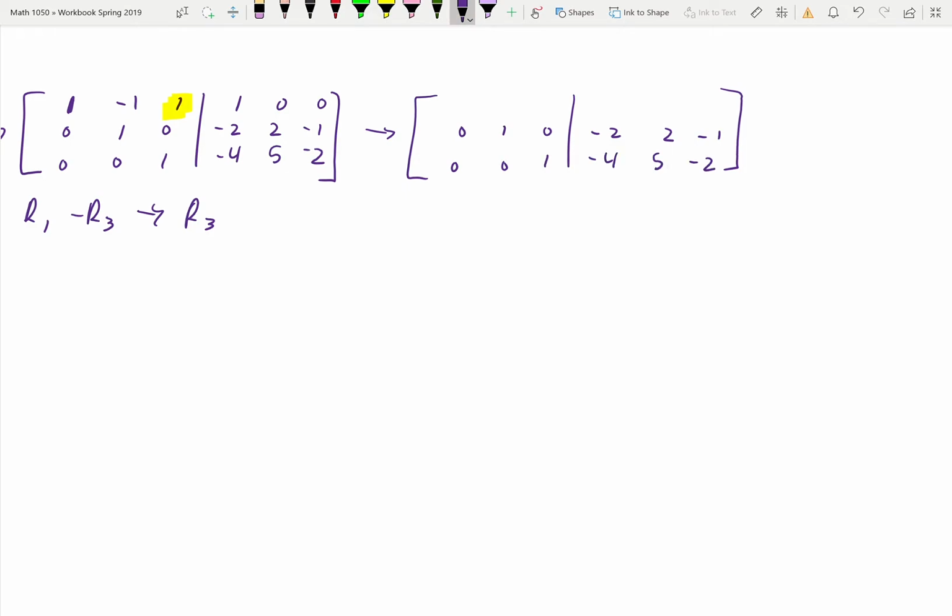Row 1 minus row 3, 1 minus 0, 1. -1 minus 0, -1. 1 minus 1, 0. 1 minus a -4, that's 1 plus 4, which is a 5. 0 minus 5, -5. 0 minus a -2, that's 0 plus 2, which is a 2. The last thing I need is a 0 right there. So I'm going to go row 1 plus row 2 becomes my new row 1.